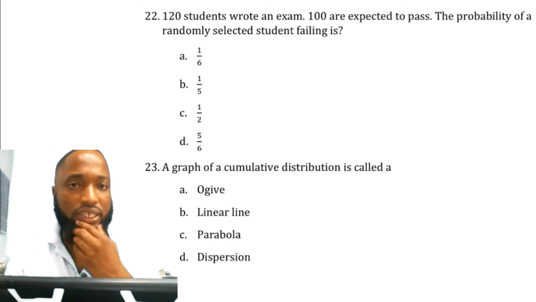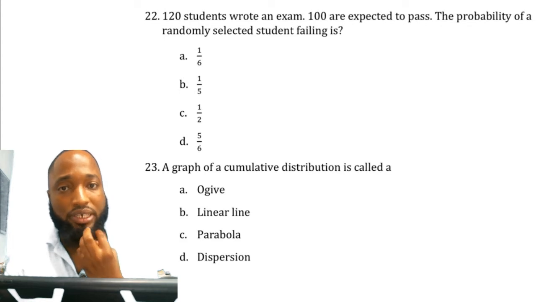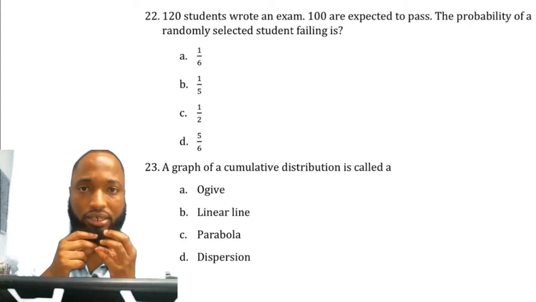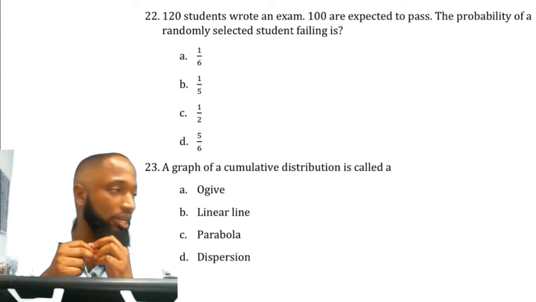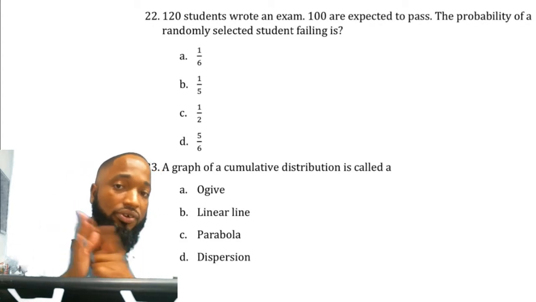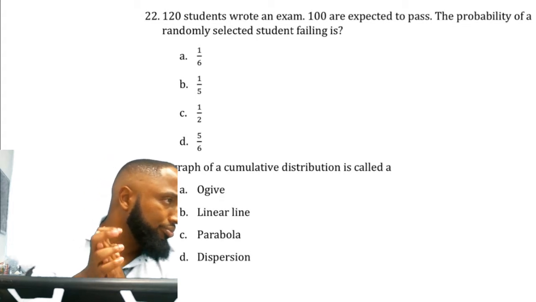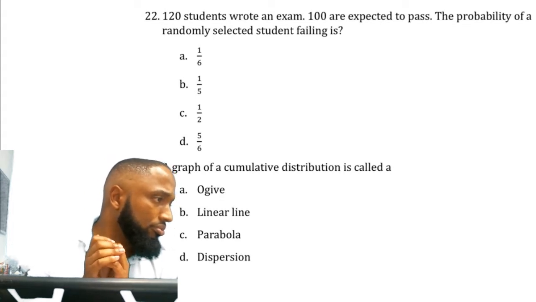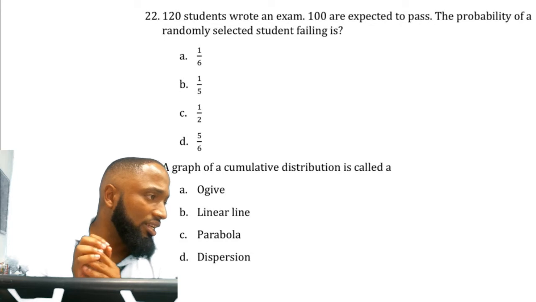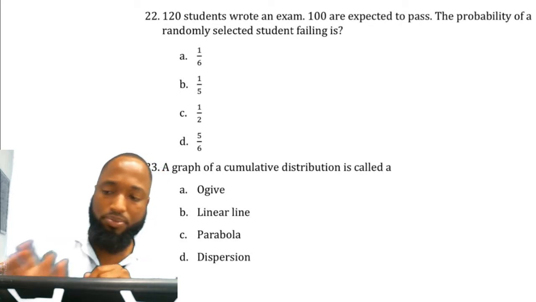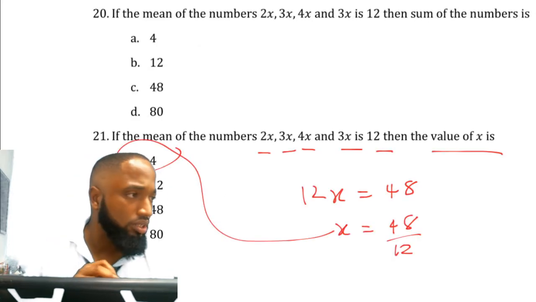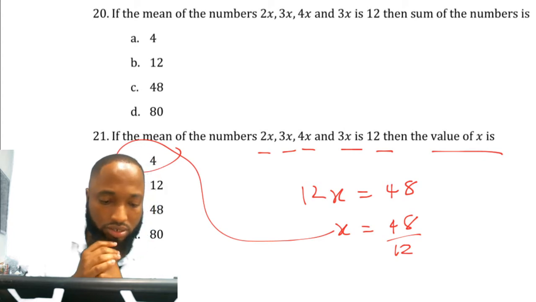"120 students wrote an exam. 100 are expected to pass. The probability of a randomly selected student failing." Oh, I thought my English was in a mess, but that's safe. Now you get some answers for 22. How are you all getting A? Wrong peeps. Okay, Darian is laughing at us.